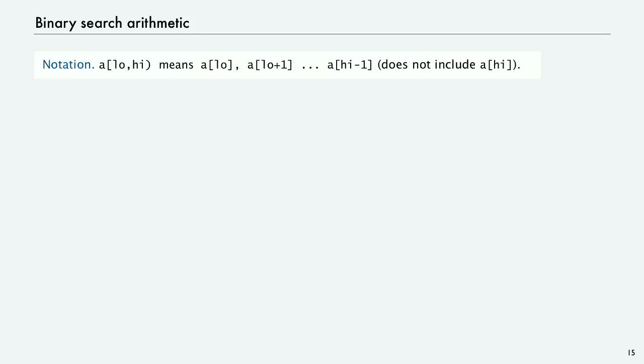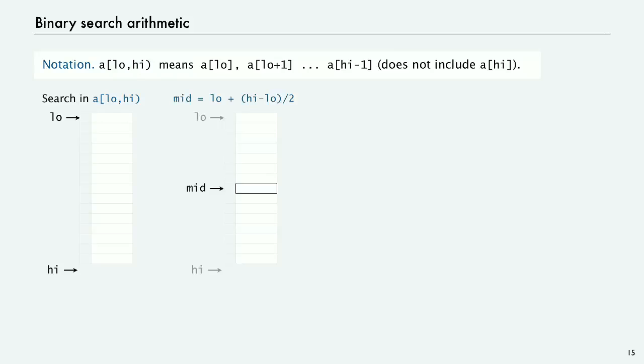We'll use a math-like notation. If we say A of square bracket, low comma high, where low and high are indices in the array, and then a regular parenthesis, that means that we are considering A of low plus 1, all the way up to high minus 1, but not high itself. It's an open interval in math, and the same thing works for an array in Java. And so if we're looking in this part of our array, where we include low and not high, high is bigger than low, or equal to it.